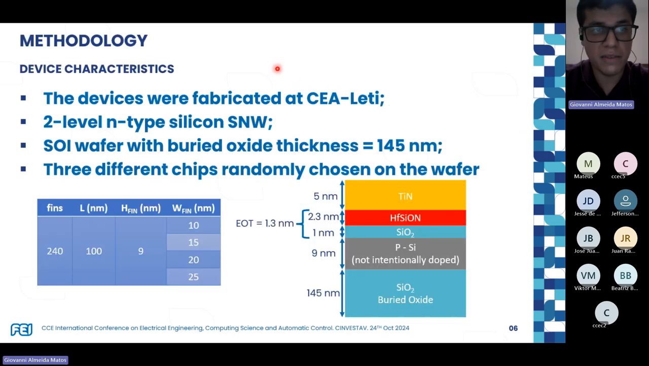Now I'm going to talk about the device used. The devices were fabricated at CLIT. They are two-level N-type silicon stacked nanowires made on SOI wafer with a buried oxide thickness of 145 nanometers. We measured three different chips randomly chosen on a wafer. They have 240 fins, 100 nanometers of channel length, 9 nanometers of fin height, and the fin width varies from 10 nanometers to 25 nanometers. The gate stack was formed by titanium nitride, high-K oxide, and silicon oxide. The channel is a P-type silicon, non-intentionally doped, on the buried oxide.